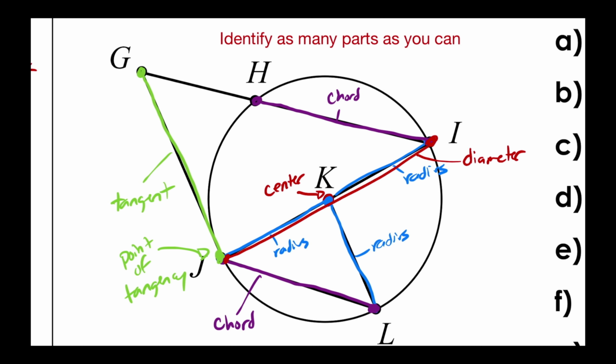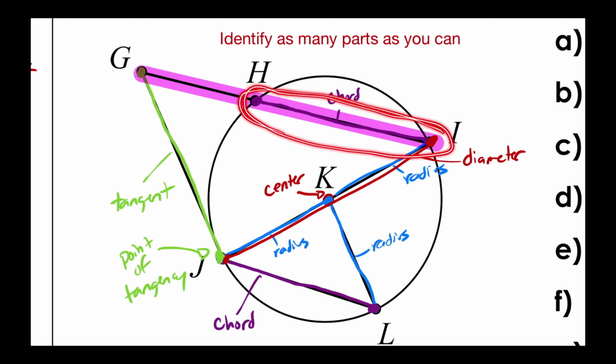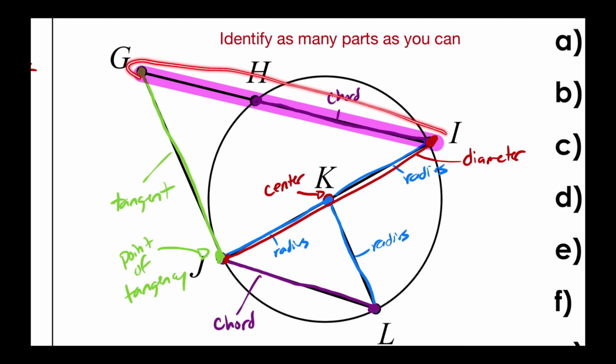No one has said this, what about GI? HI, yes, HI was a chord. Just from here to here was a chord because the endpoints were on the circle. But what about GI? What about from outside the circle to here? What kind of segment is that?